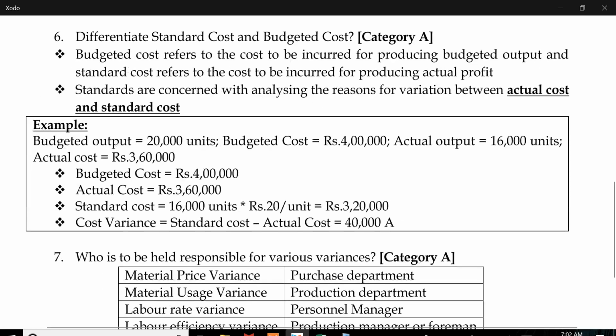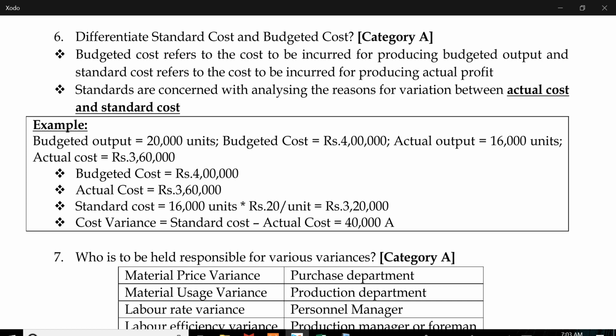The example which I had already explained, and another example: the budgeted output is 20,000 units, budgeted cost is 4 lakhs. Actual output is 16,000 units, actual cost is 360. Again an argument: 4 lakh you wanted me to incur, I have incurred 360, why don't you pay me bonus? Because the point is you told me to incur 4 lakh, I have incurred 3,60,000, so I am eligible for the bonus.